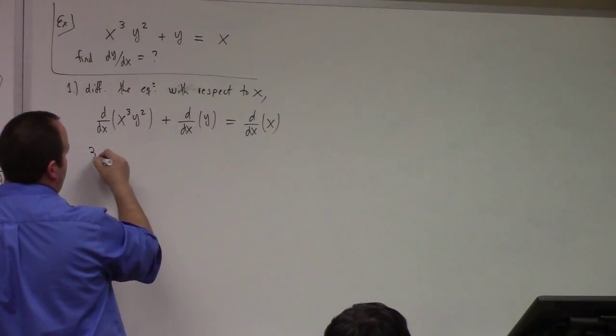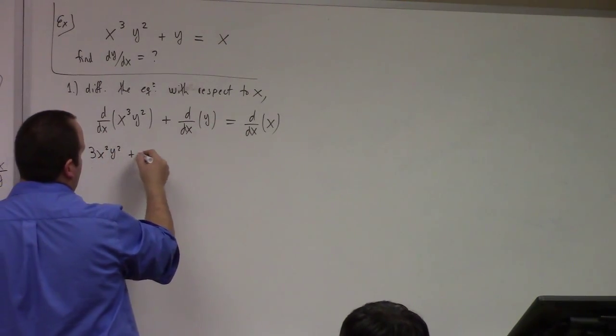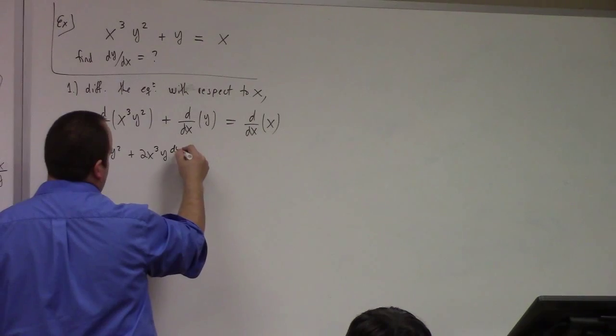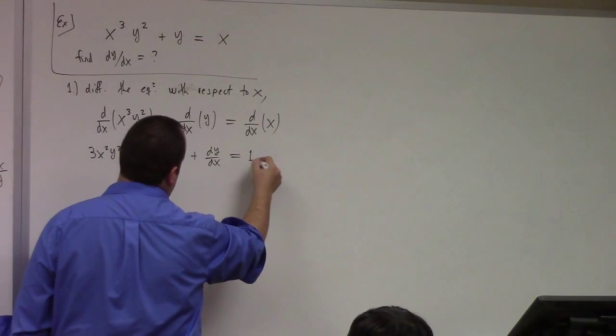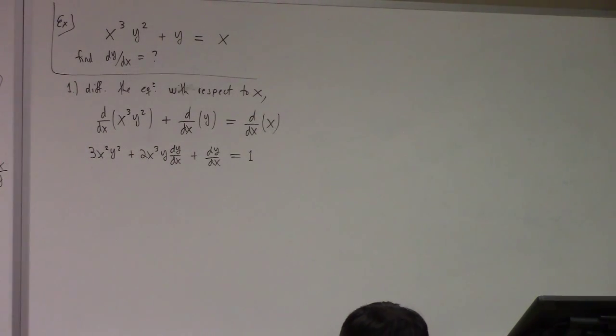So what's this give me? This gives me 3x squared y squared plus 2x cubed y dy dx plus dy dx is equal to 1. Why do I only have dy dx terms on two of those things but not the other two? What's the difference? Right, we have two functions of y we end up differentiating. The one we apply the product rule, right? After you apply the product rule.